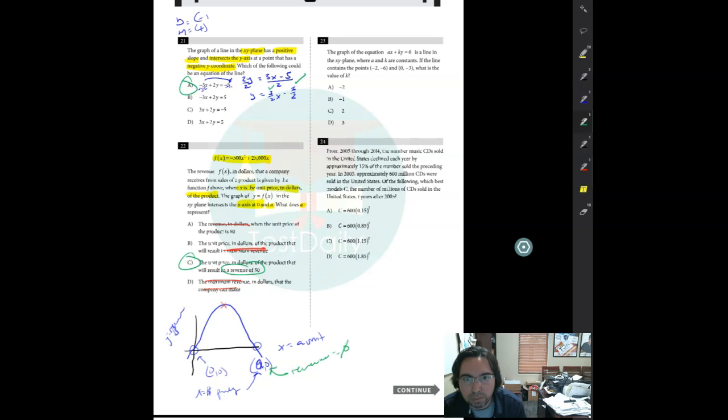Okay, continue along. We see we have another coordinate geometry question. We see xy plane again. The graph of the equation ax plus ky equals 6 is a line in the xy plane where a and k are constants. And the line contains the points 2, -6, and 0, -3. What is the value of k here?